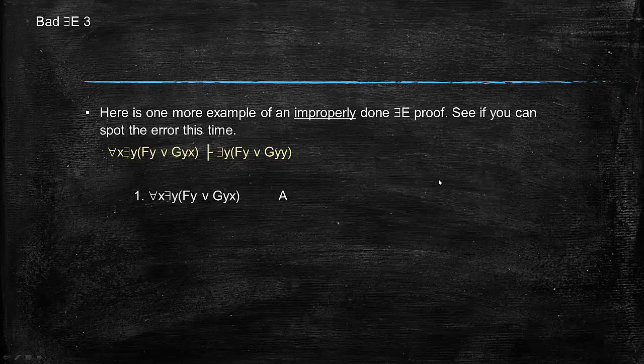So you can develop a strategy here fairly clearly. These are all the same variables, so clearly we're going to need all the same constant or name in each one of these if we're going to introduce an existential quantifier.